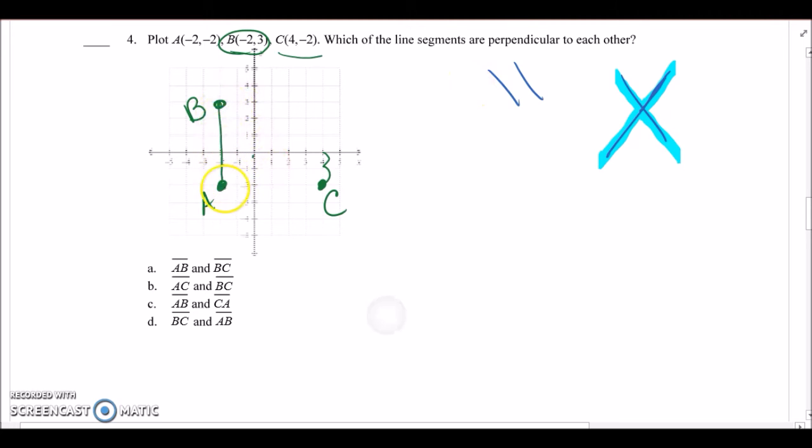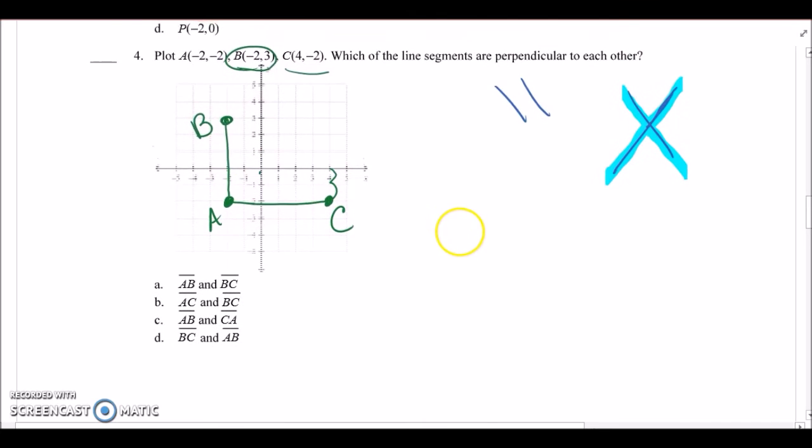So I'm going to go ahead and connect this down and connect this over. So what line segments are perpendicular? A and B are perpendicular to A and C because they form a 90-degree angle, a right angle. If we look from B to C, that line segment is not forming a right angle. So I know B to C is not going to work, so we cross that one out. Anything down here that has BC in it, you can already just cross out.